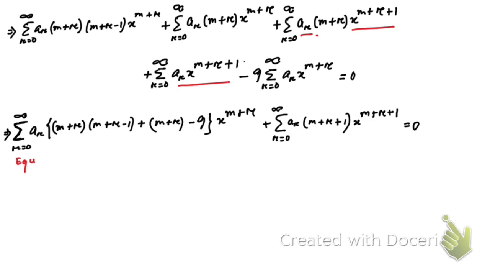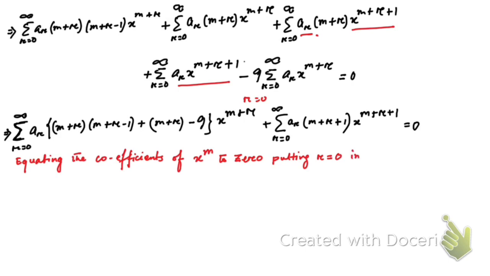you see, equating the coefficient of the smallest possible power, that is x to the power m. How to obtain this? Putting r equal to 0. So putting r equal to 0, here you see the coefficient of x to the power m is equated to 0. How to do that? Putting r equal to 0 in the first summation, right? And here you see, here we have put 0.